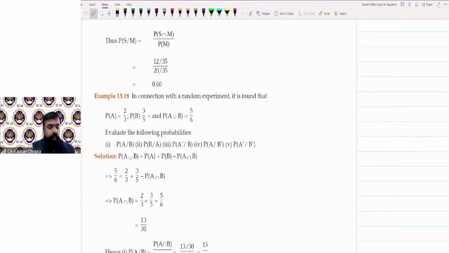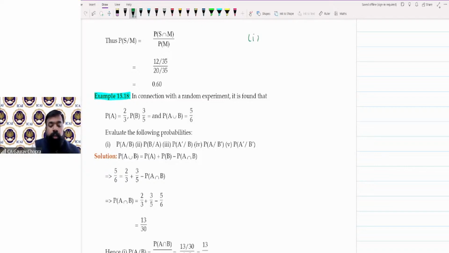Then let's come to the 18th one. 18th example. In connection with the random experiment, it is found that P of A, P of B, and A union B are given. And what is required? We require A by B. Now, all those formulas which we had covered above, we have to apply them here.